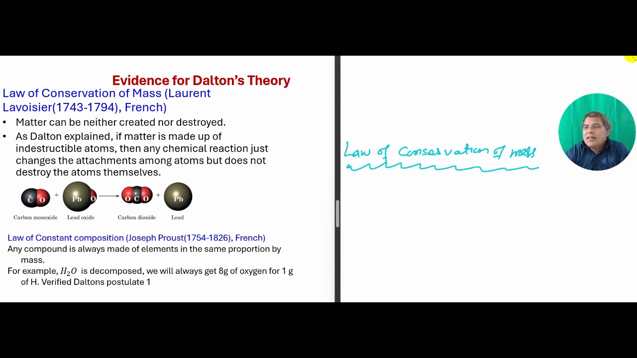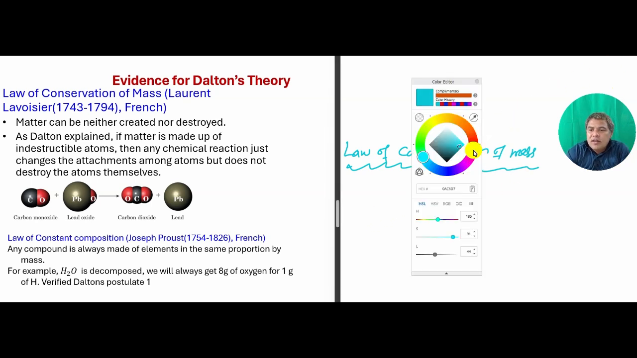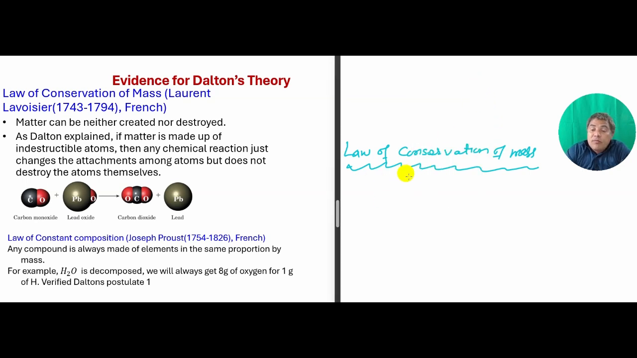It is similar to the law of conservation of energy. Conservation means something is conserved. So for mass, the law says that mass can be neither created nor destroyed. That's the law of conservation of mass.